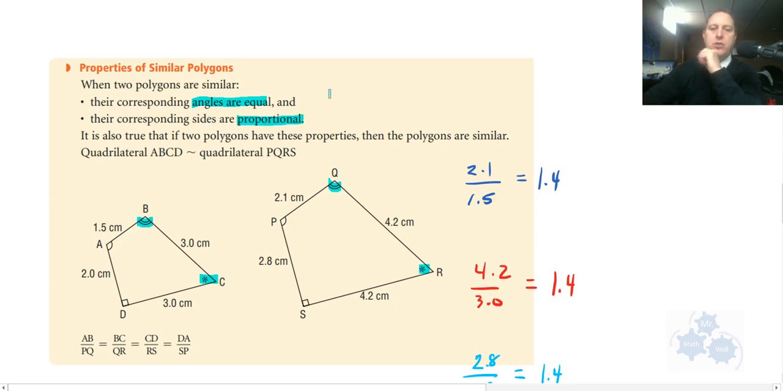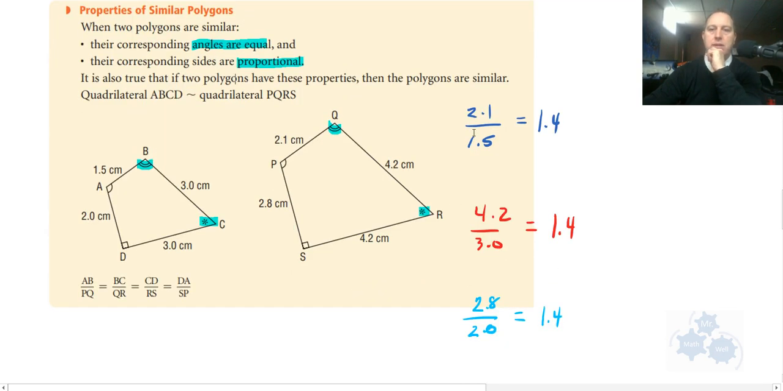We talked about that. So I've done a little bit of work here for you on the side already. If we take a look at this, I've got two corresponding sides. I've got 2.1 and 1.5. If I divide those, I get a number of 1.4. Now, let's say we don't know if these two are the exact same shape. We don't know about the angles, that they're all exactly the same. We want to check, so we could just use the lengths of the sides. For example, I've got another pair over here. I've got 4.2 and 3.0. If you divide those, you should get the same number that you got up here. And similarly, 2.8 divided by 2.0 should be the same number.